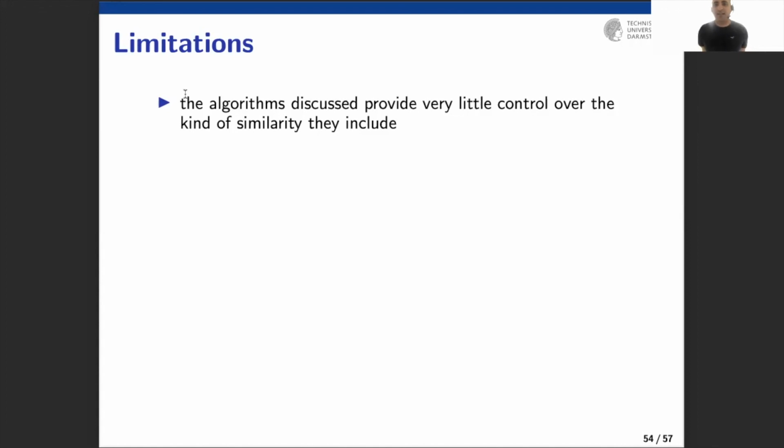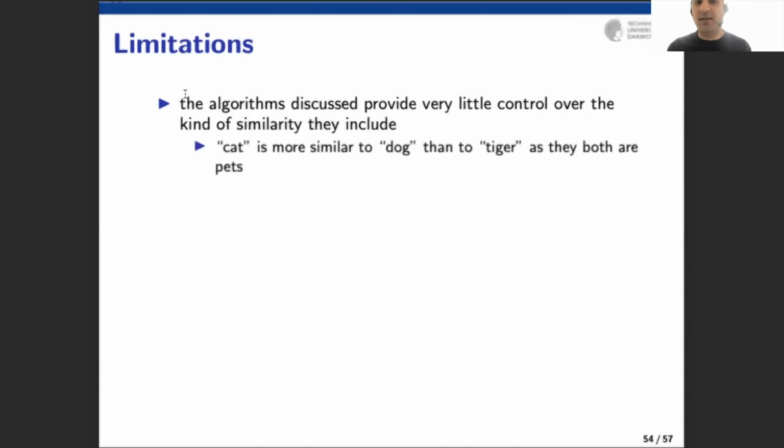Okay. At the end, I want to talk about some limitations of current word embeddings. The algorithms discussed provide very little control over the kind of similarity they include. By similarity, we only focus on the distributional hypothesis. We said that words that occur in the same context are similar, right? But we do not define any type of similarity. So we rely mainly on the data.